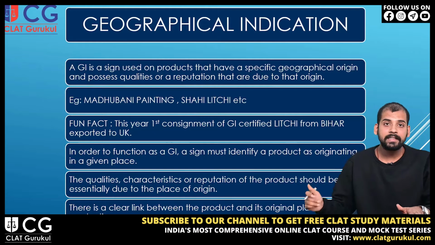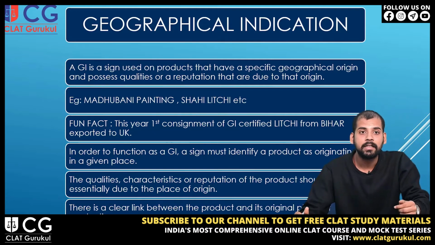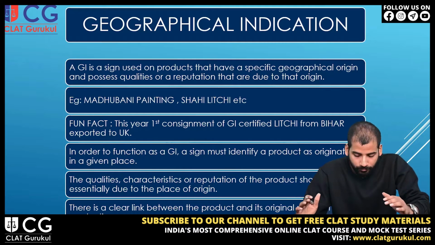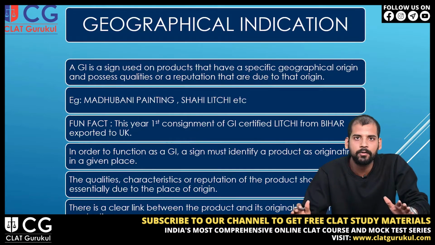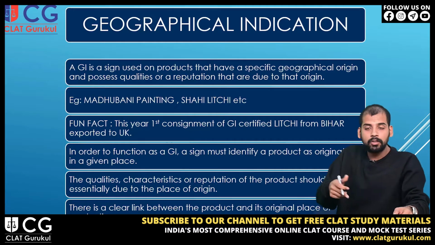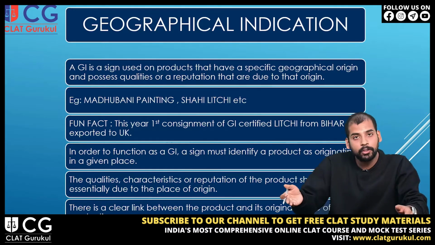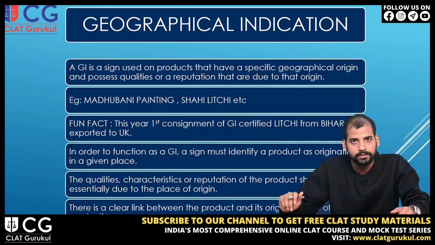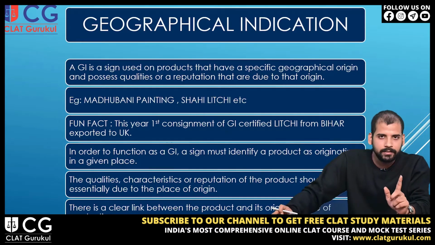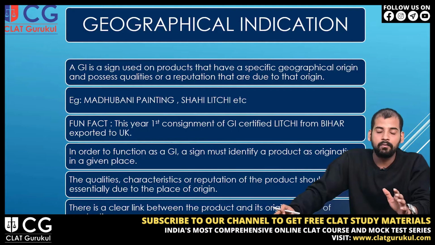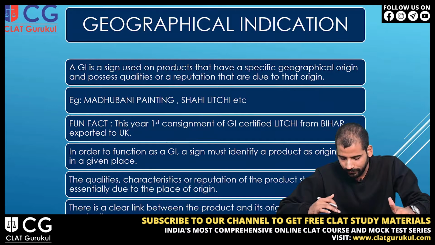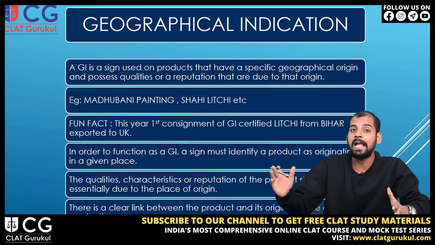So another example is Shahi Lychee. Now Shahi Lychee is also a GI tag for Bihar. It is specially found in Muzaffarpur. So I'll give you a fun fact with regard to geographical indication and with regard to lychee, which is in news in summer. So the first consignment of GI certified lychee from Bihar was exported to UK this year. It was in news. Now it's not relevant for your CLAT examination.